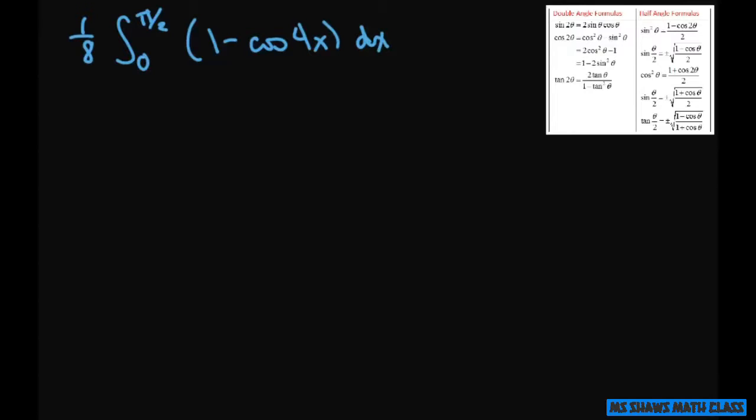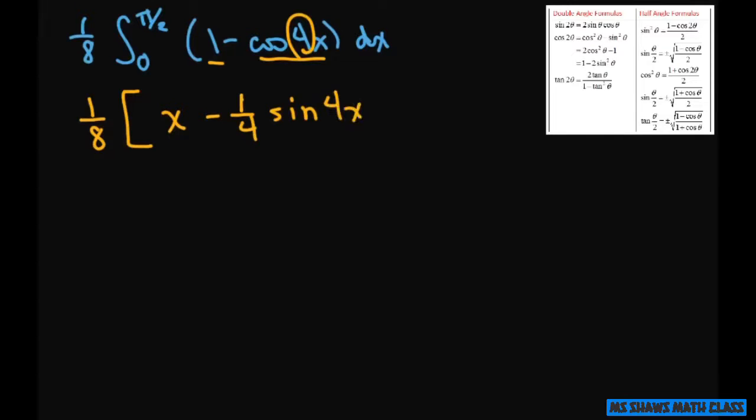All right, so now let's integrate. So you're going to put your 1/8, and then that's just going to be x minus the antiderivative of cosine, which is sine. And then you have to deal with this, so put the 1/4 in front. Sine 4x. And we're evaluating over the interval 0 to pi over 2.